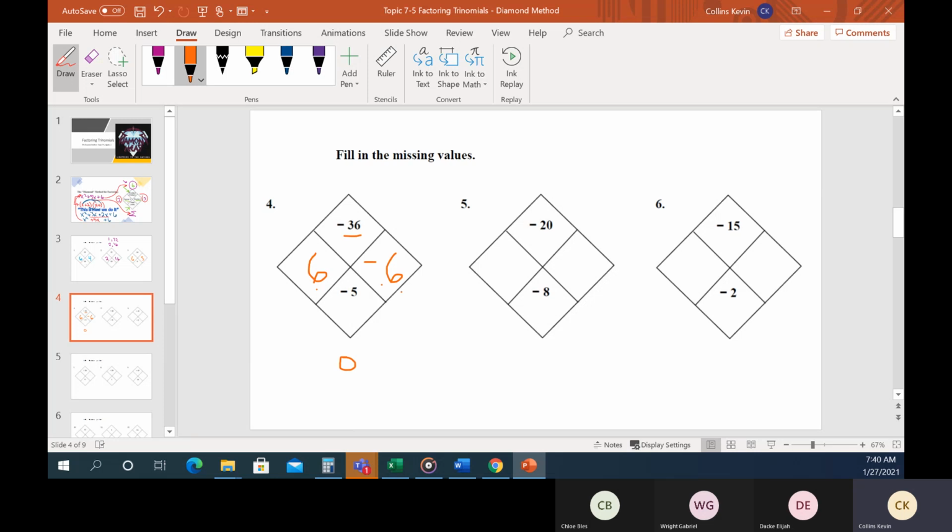So these two guys can't be the same number, like 6 times 6. So we need to talk about some other factors for this particular one. Okay? So 6 times 6, that one's out. What other factors do we have?